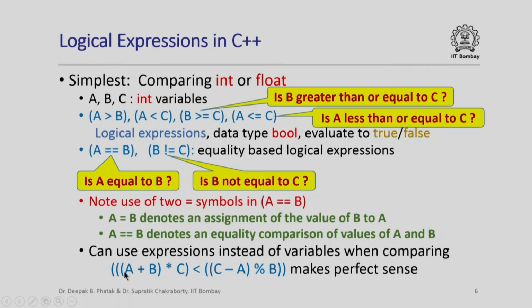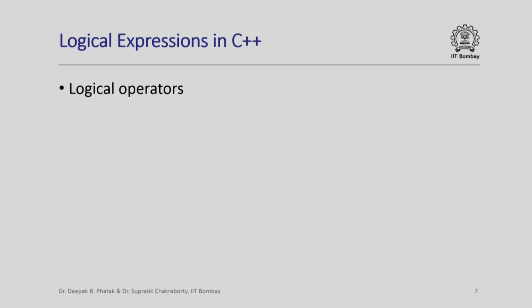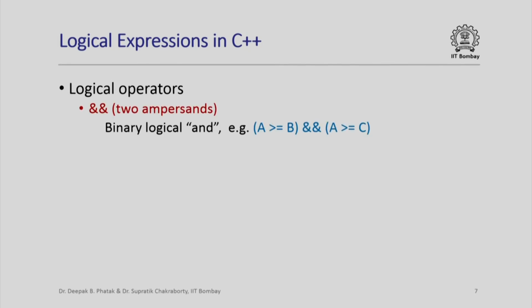For example, I could check if A + B * C is less than C - A % B. You already know the meanings of these symbols from our previous lecture on arithmetic expressions. Now there are also logical operators that are used in C++. For example, we use two ampersand symbols to denote the binary logical operator AND.